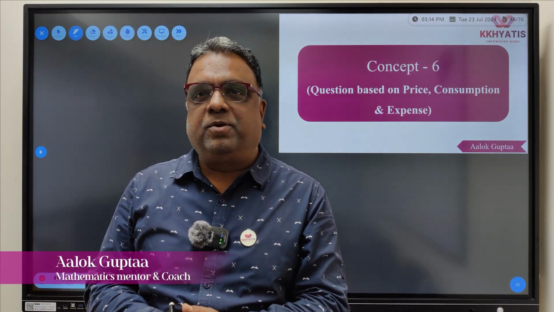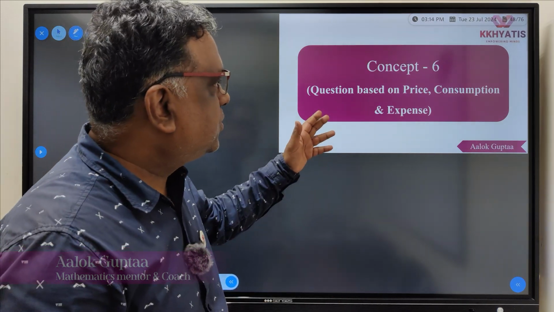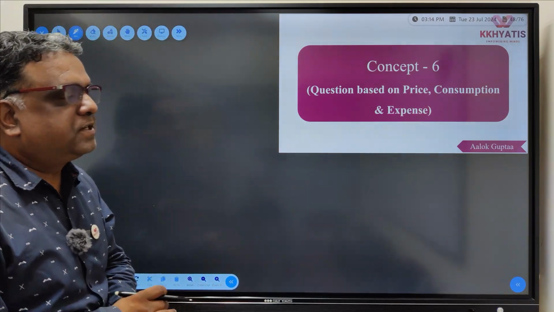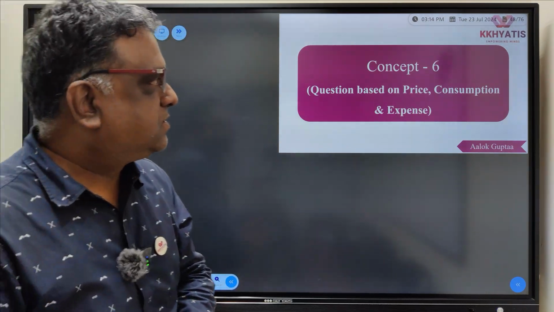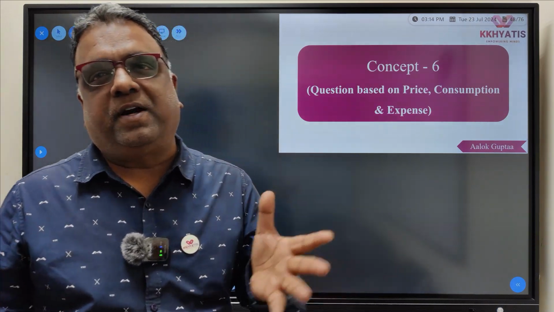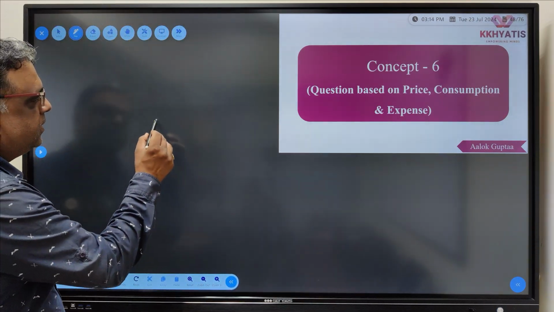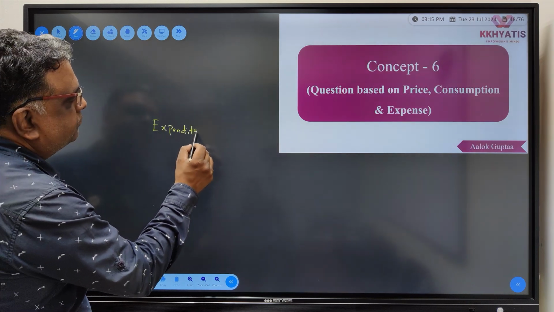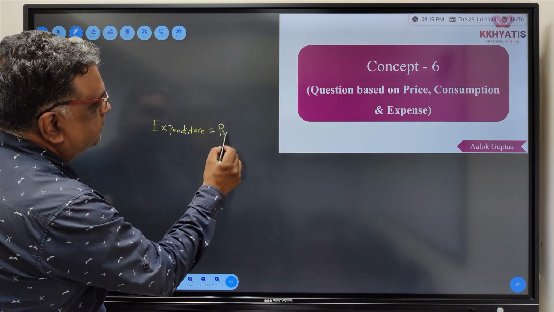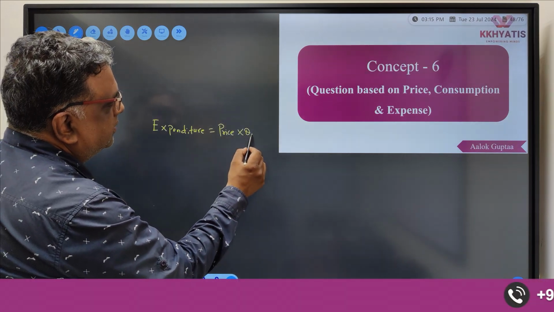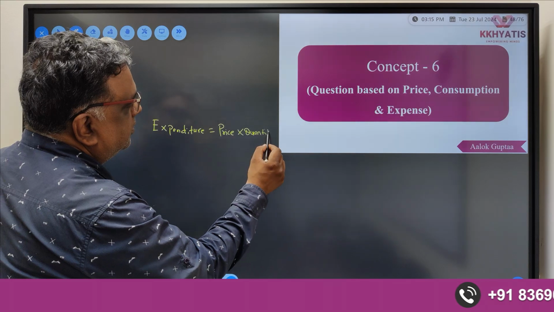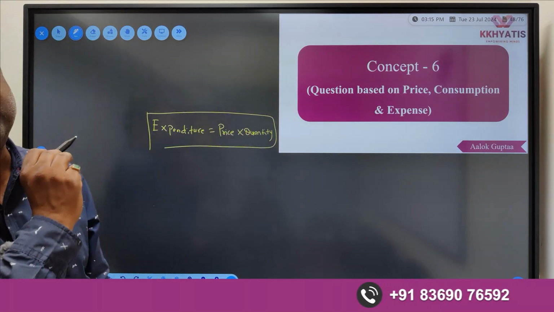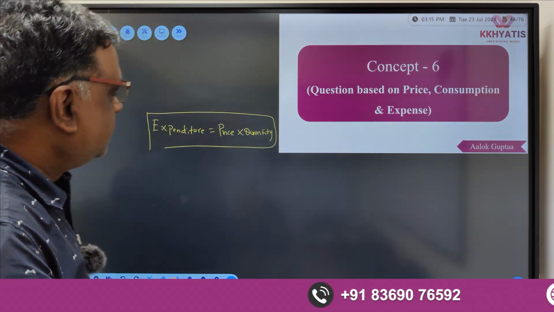Yet another concept on percentages. Concept number 6, questions based upon price, consumption and expense. Very interesting topic, very interesting concept. So let us try to understand. We should know one fact while solving these sums: expenditure is always price into quantity. If you know this formula, we will be able to solve all the sums in a very quick manner. Let us move ahead.